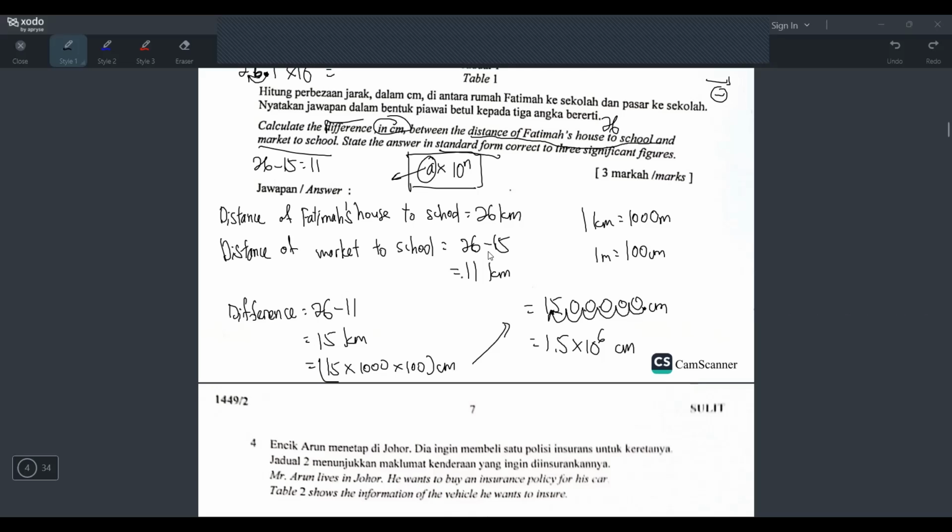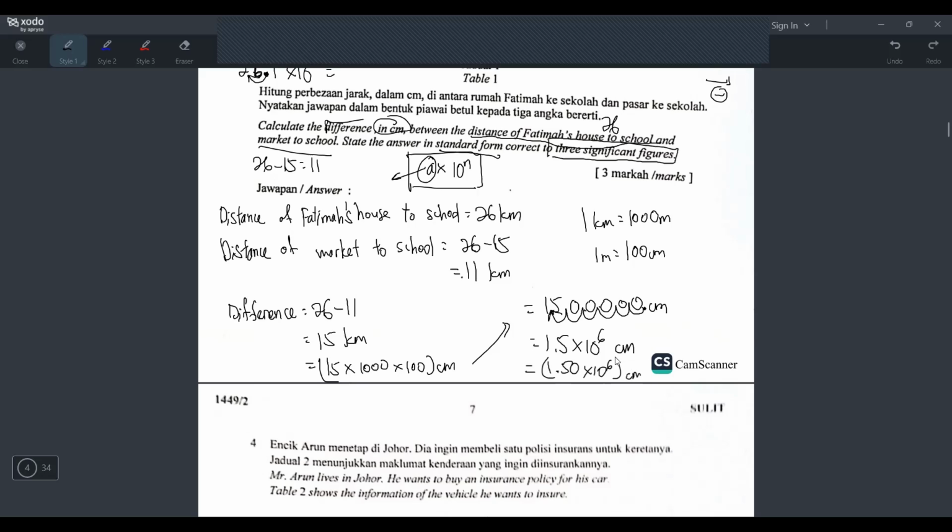Okay, mistake here. I just realized I made a mistake after I finished recording. When I looked back at my working here, I realized I made a mistake, so I want to correct it. The correction is, they want me to state the answer in standard form, correct to three significant figures. I changed to standard form correctly, but I didn't read the correct to three significant figures. So what are significant figures? It means three significant figures. So this one is actually two significant figures. So actually we should write 1.50 times 10 power 6. That's my only mistake.